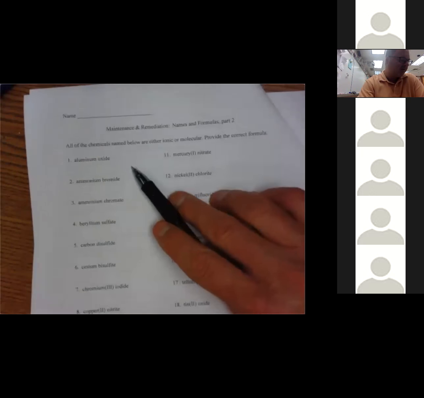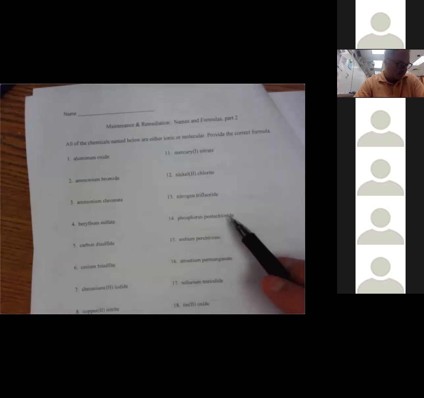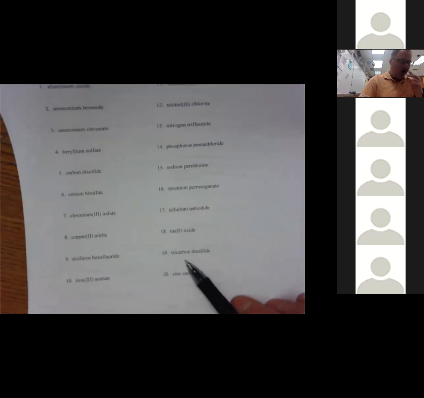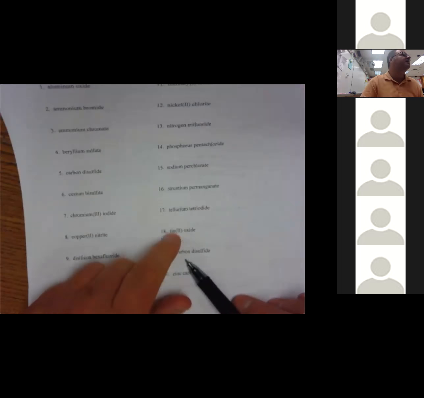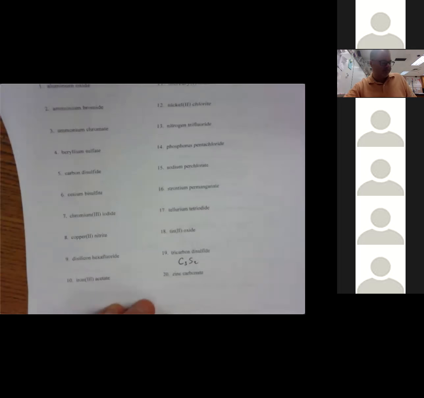Then when you're looking at all these names, it's very easy to find the ones with prefixes. Here we have disulfide, tricarbon disulfide, tellurium tetraiodide. Tricarbon means there's 3 carbons. Disulfide means there are 2 sulfurs.